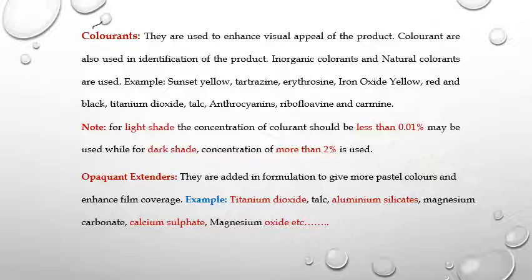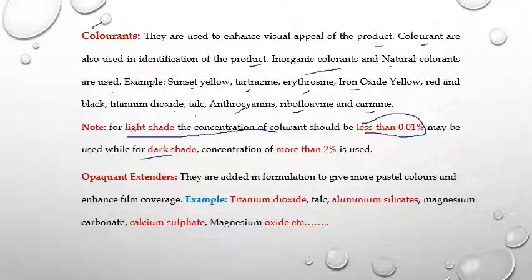Colorant. They are used to enhance visual appeal of the product. Colorants are also used in identification of the product. Inorganic colorants and natural colorants are used. Examples: sunset yellow, tartrazine, erythrosine, iron oxide yellow, red and black, titanium oxide, talc, erythrosine, riboflavin, and carmine. For the light shade, the concentration of the colorant should be less than 0.01%, and for the dark shade the concentration should be more than 2%.